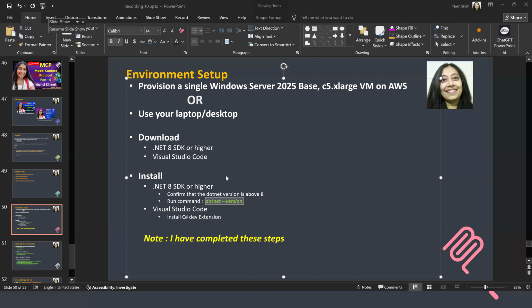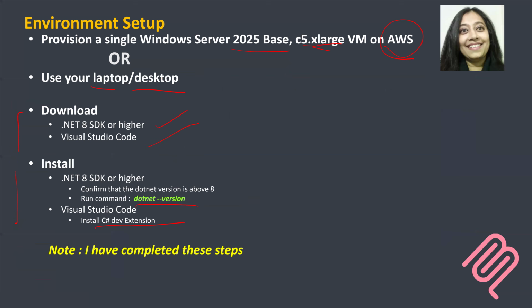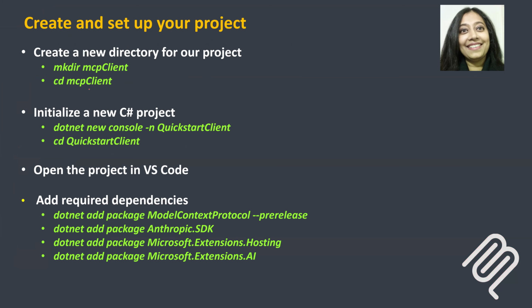So essentially what we have done is we have completed our environment setup. In my case, I have completed these steps. These are the same steps that are required for your server setup as well. So if you have your server up and running, you can use the same VM. If you already have your lab set up on your laptop or your desktop, you can continue with the same setup. Step 2. Now we need to go ahead and create a directory for our MCP client.